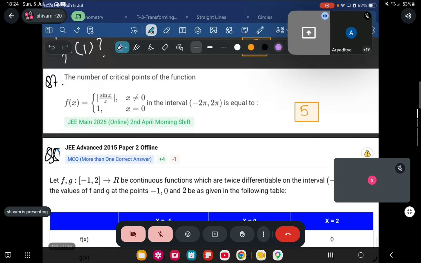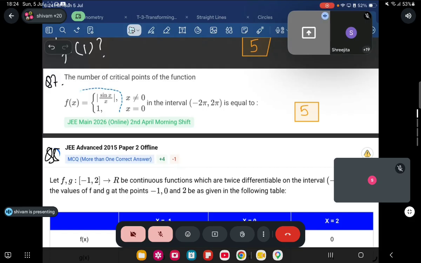Next, anyone having any doubt? Sir, can you solve some part of 7? Some part of 7. Okay, let us start. First of all, they are asking us the critical points, right? What is the definition of critical points, everyone? Do you remember? Tell me, everyone.